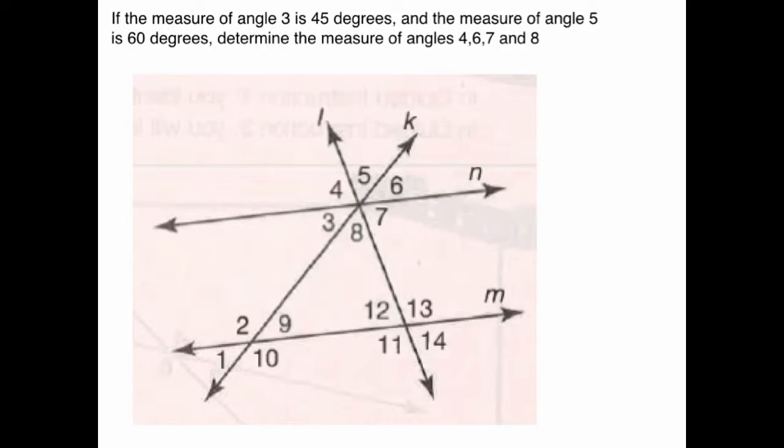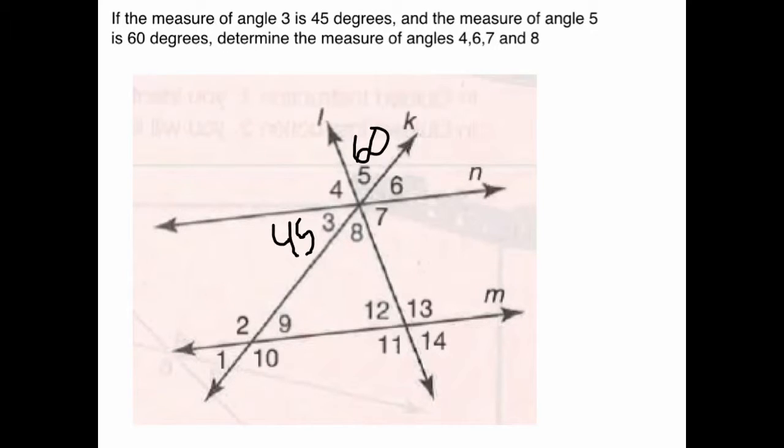Okay, guys, today's going to be another day of the angle measurements based on our knowledge of what kind of angles these are. So I'm actually going to go through this whole example. But let's go ahead and fill in what we know. If the measure of angle 3 is 45 degrees and the measure of angle 5 is 60 degrees, determine the measure of angles 4, 6, 7, and 8. I'm actually going to do every single one of these. So go ahead and fill in as we go.